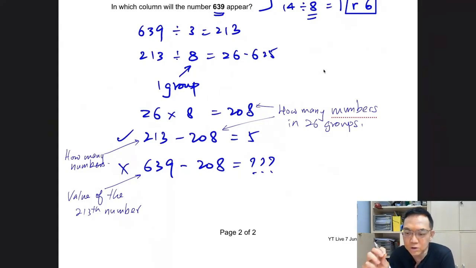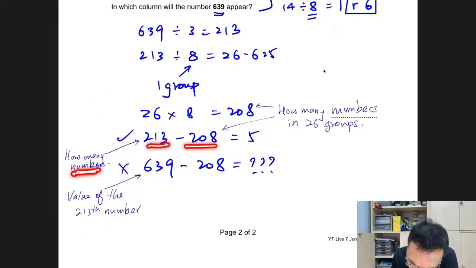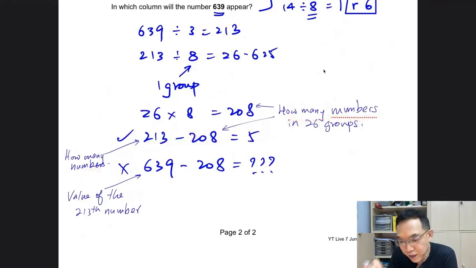Now, guys, let's move on a little bit. Here is the most important thing I'm going to say to you. This is not just for this question, but for all of maths. 213 is how many numbers? 208 is how many numbers? The reason they can subtract is because they are the same type of thing. 639 is not how many numbers. 639 is value. 208 is how many numbers. They cannot subtract because they are not the same type of thing.